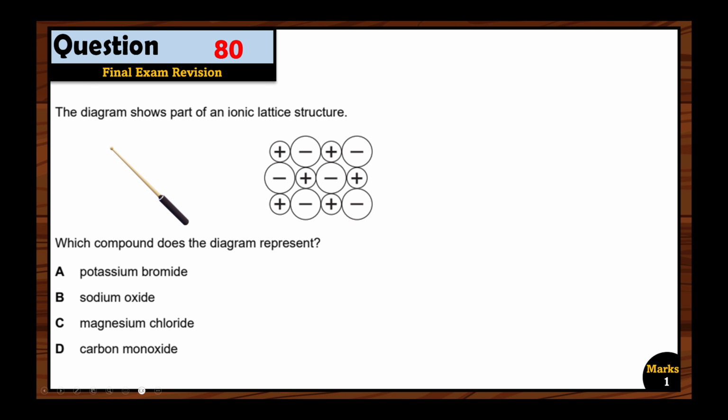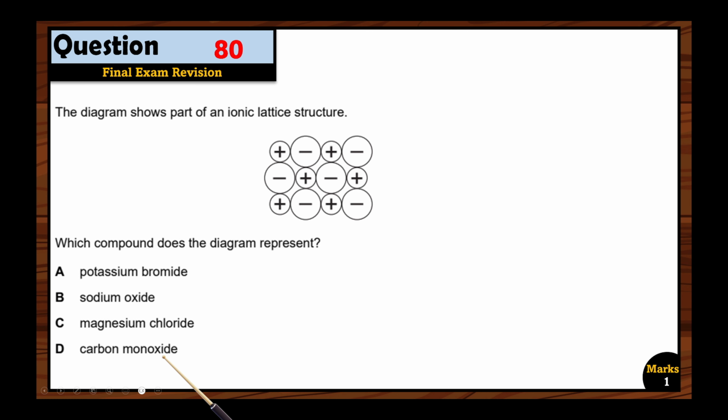Question number 80. Now again, if you see over here, the diagram shows part of an ionic lattice structure. Which compound does the diagram represent? Okay, so how will you know which compound this is? It can be sodium oxide, yes. It can be magnesium chloride. It can be potassium bromide because they all are what? They are all ionic compounds, right? Carbon monoxide, of course, that's wrong. It's a covalent compound.